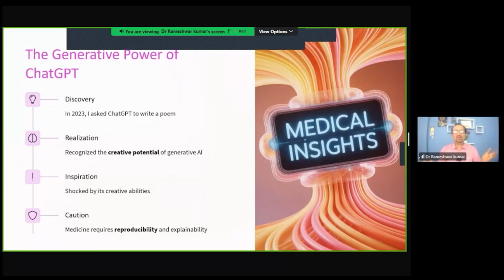Actually, I came to know about generative or artificial intelligence when ChatGPT was launched, about one and a half years back, and that was really fascinating when I asked ChatGPT.